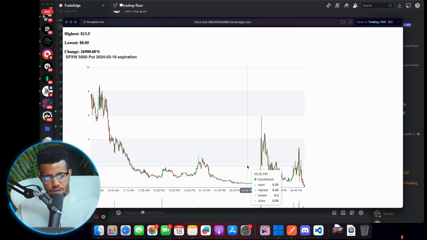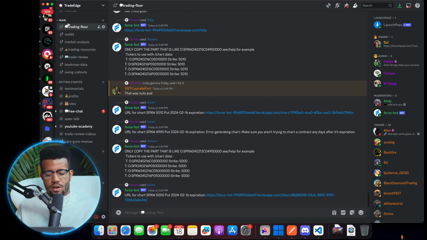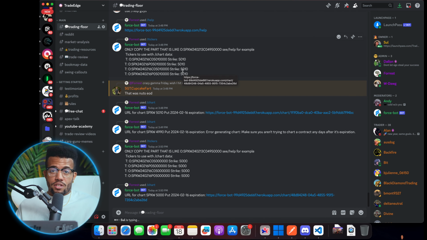2024-02-16. This gave me 5 cents to 13. This is up to about 4. So there was a lot of gamma opportunities there. So that's what the bot does. Yeah, that's it, guys. Gonna add a bunch more stuff to it.